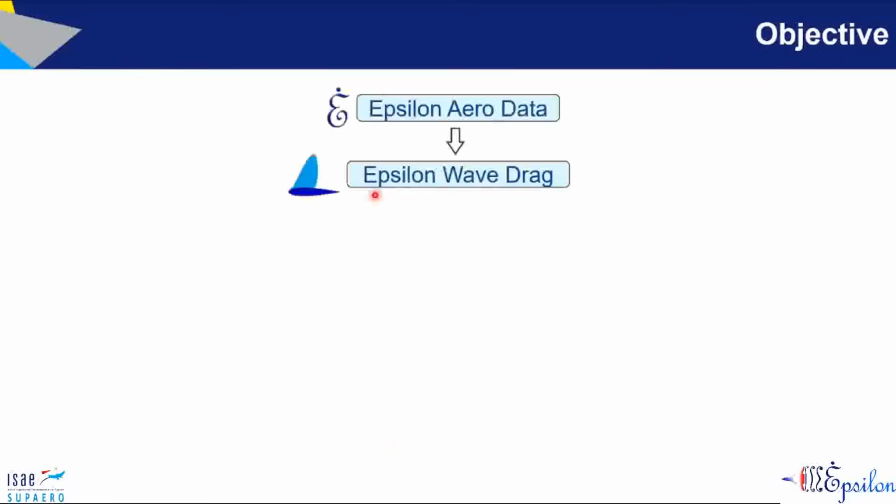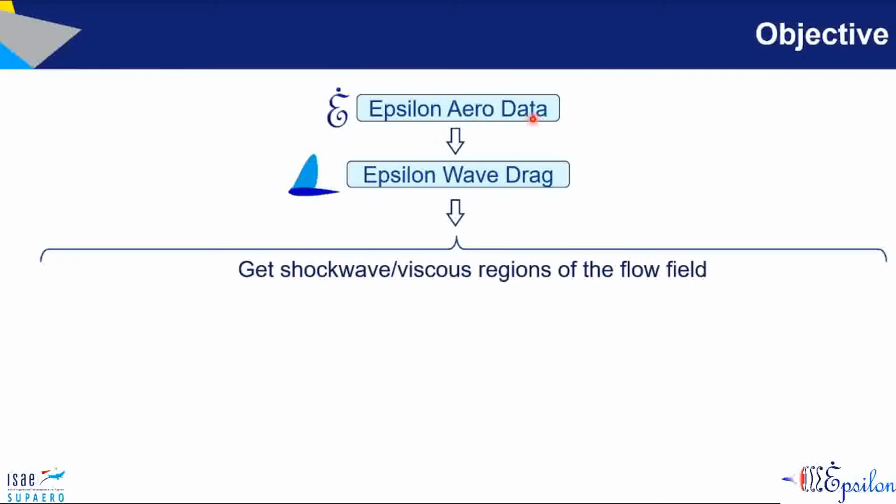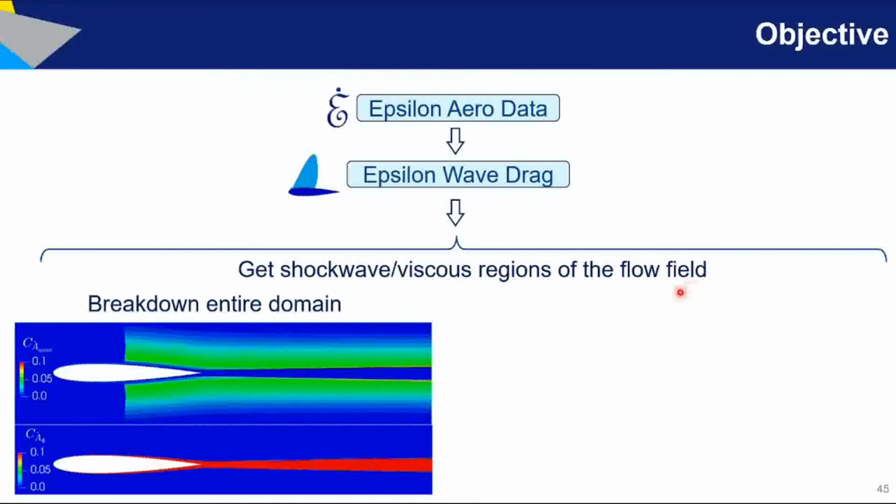Basically, Epsilon Wave Drag is a filter that can be applied directly on Epsilon aerodata. What it allows you is to extract the shockwave and the viscous components on the entire flow field. So, for example, let's say that you have an entire 2D or 3D domain. You can separate the entire domain and retain the part where the shockwave appears as well as its own wake, as well as the viscous part, even if you have shockwave or not.